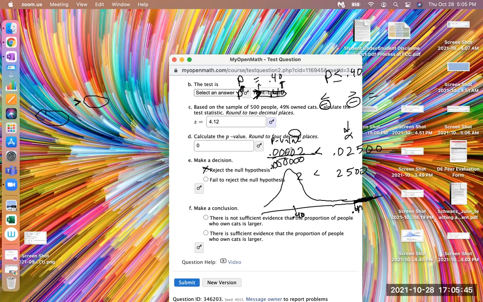So it doesn't happen very often. It is a very, very, very unusual event to happen if the true population proportion is 40%. So it's evidence against the null hypothesis, and we're definitely rejecting the null hypothesis. And then what will be our final conclusion here?